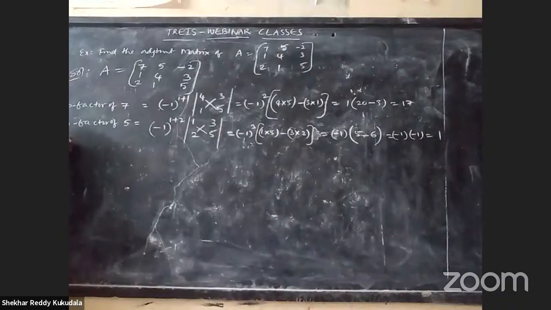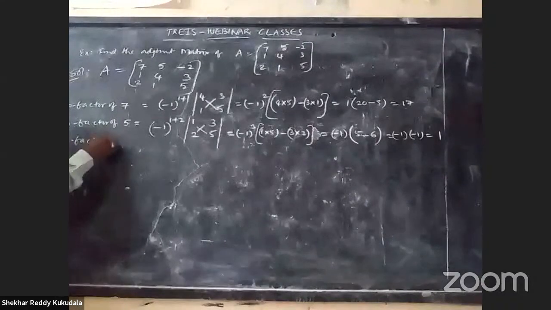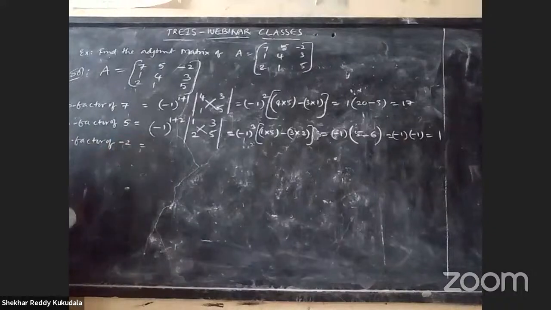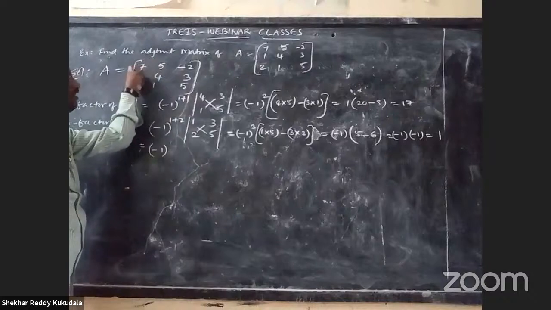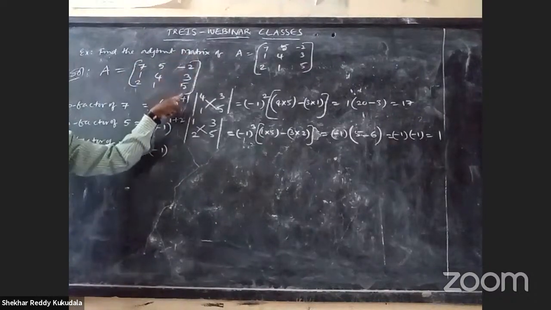Next, cofactor of minus 2 is equal to minus 1 power. Minus 2 is in first row and third column.